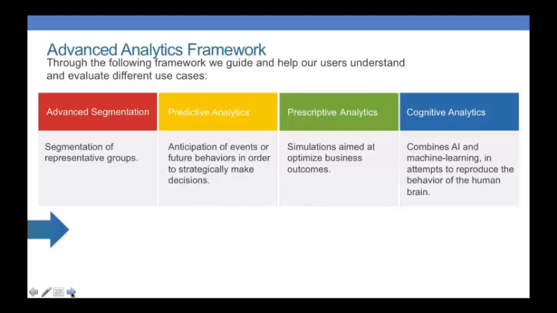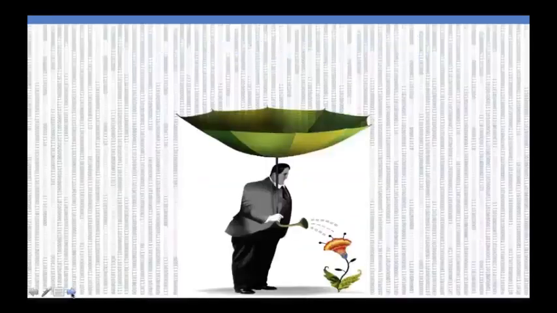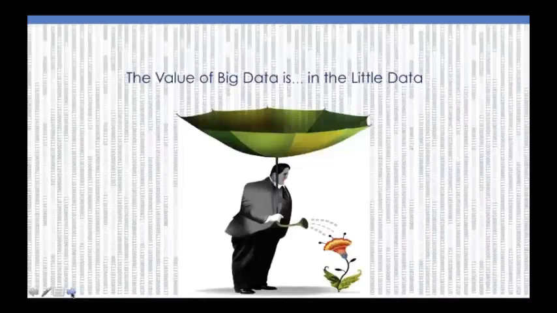So at the end, this is a framework, and the different use cases fall into 1 or 2 of these boxes. And this approach is what we call the use case approach. Basically, the idea with the use case approach is the value of big data is in the little data, and you have to have clarity on the question that you want to answer from the very beginning. Otherwise, it's really easy to get lost in the sea of data.